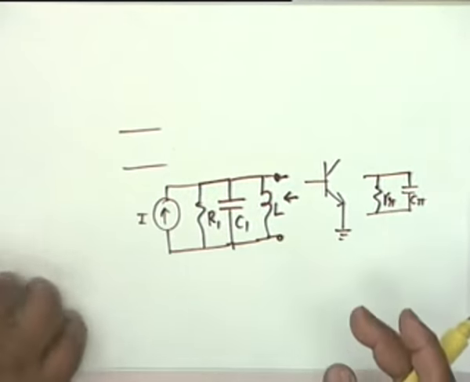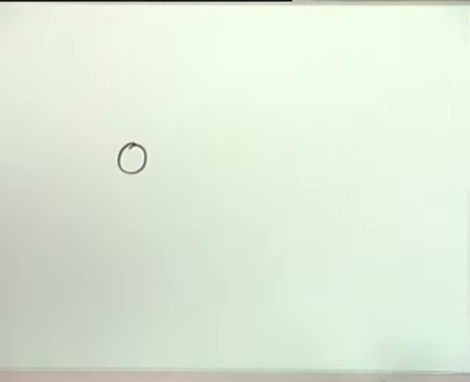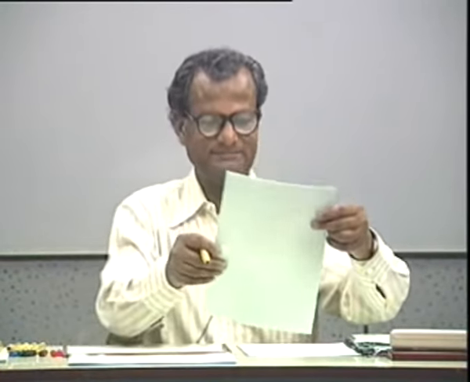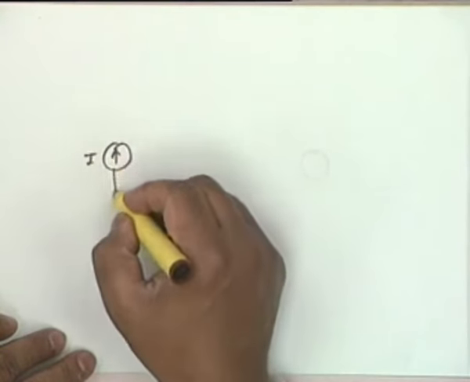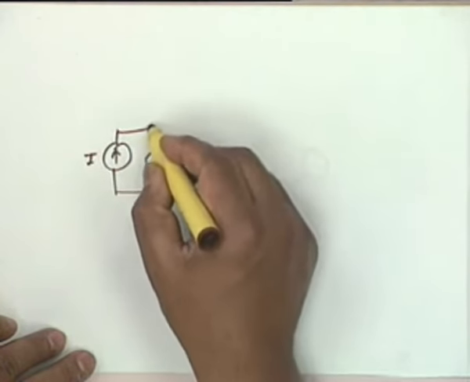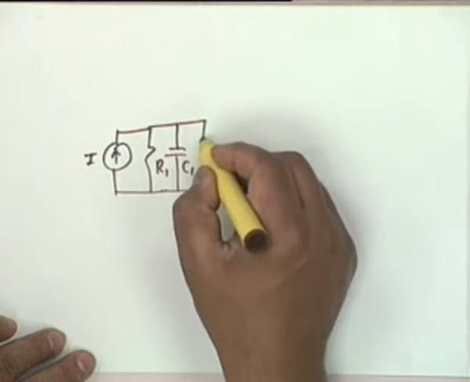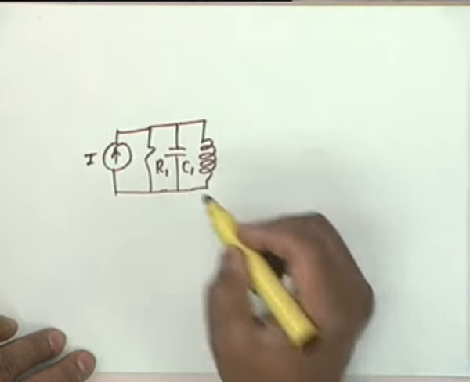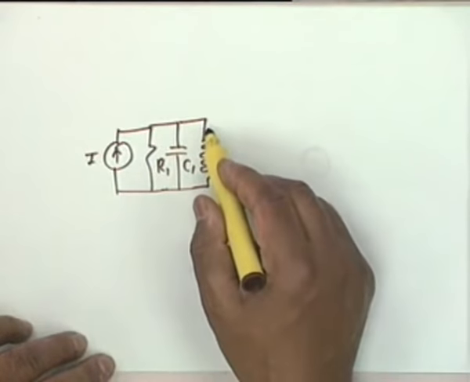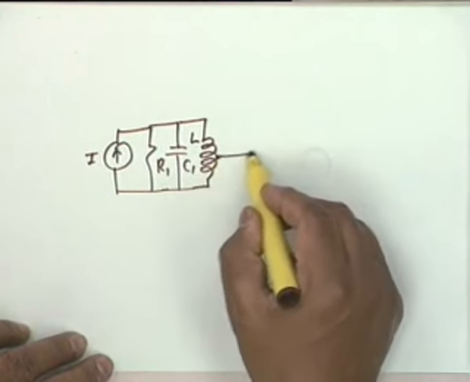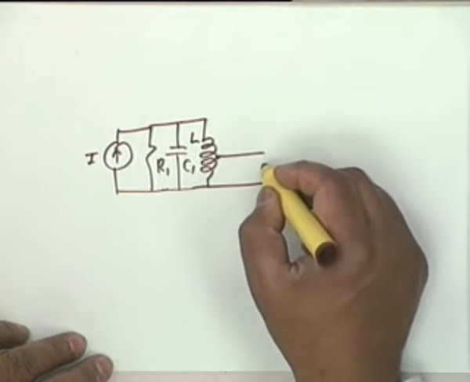So what you do is, instead of coupling directly, you couple like this. You use a current I, R1, C1, then this inductance you make into a tapped coil. That is, don't couple the total inductance, but take a tap here and then couple to the next stage.